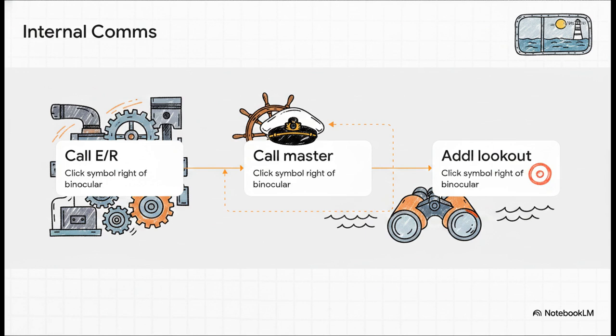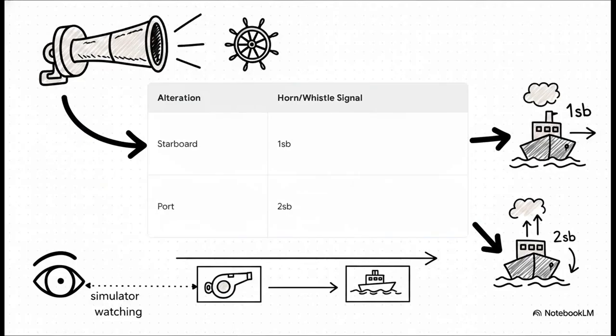So don't waste time hunting for separate communication panels. Memorize this single interactive location. Clicking that symbol next to the binoculars is your absolute lifeline for internal bridge communication. Now, moving on to external signaling. Before you make any alteration to your course, you are strictly required to blow the whistle or horn. The mapping here is straightforward, but you absolutely have to commit it to memory.